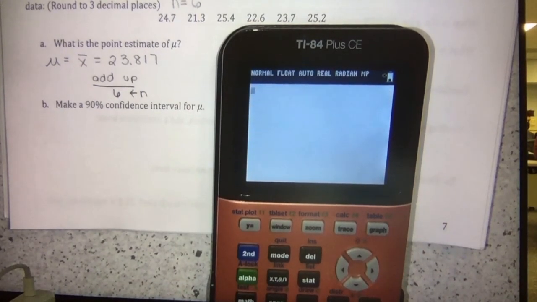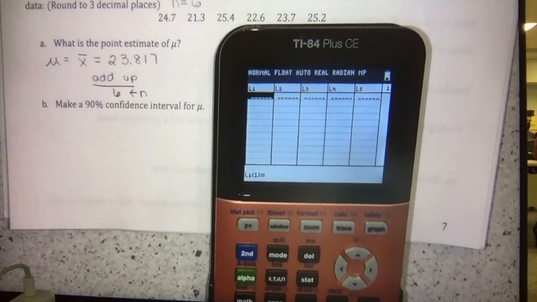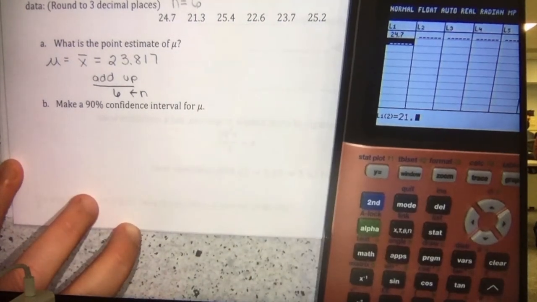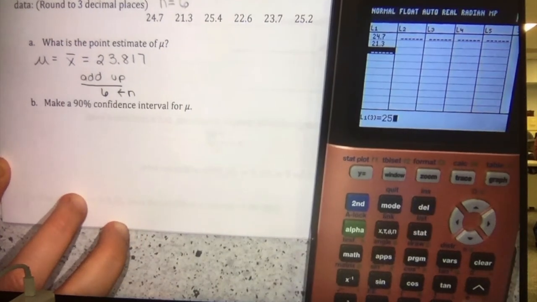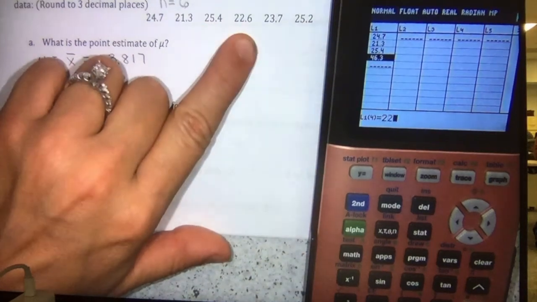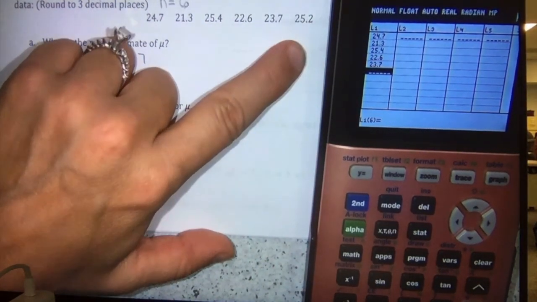Sure. So going to our stat button, we want to go to edit, so we're there. And I want to plug this into L1. So I just want to erase everything, so I like to start off with a clean slate. And we're going to type in our list. So 24.7, 21.3, 25.4, 22.6, 23.7, 25.2.